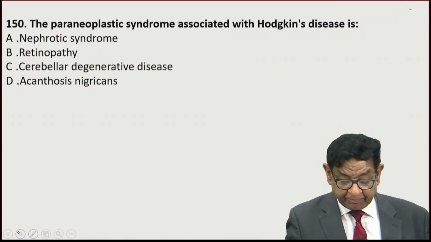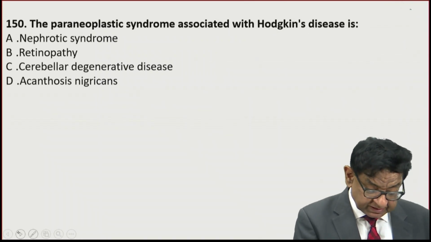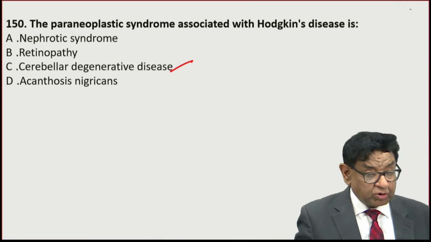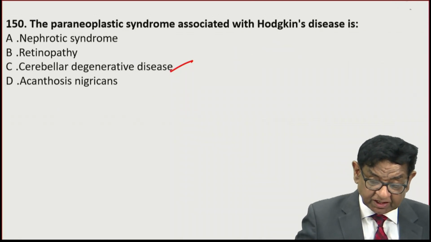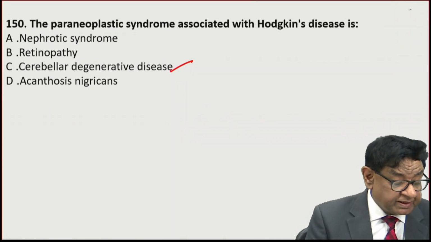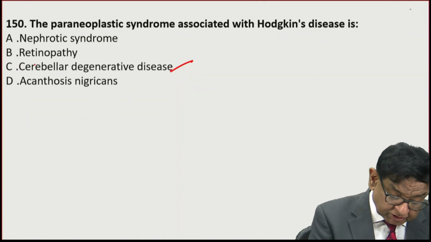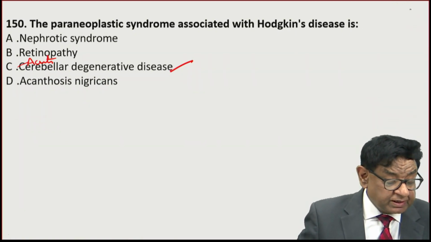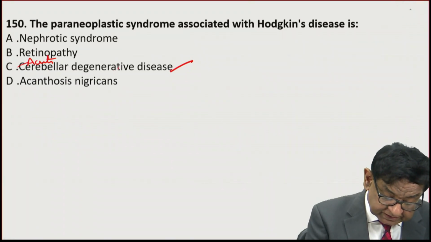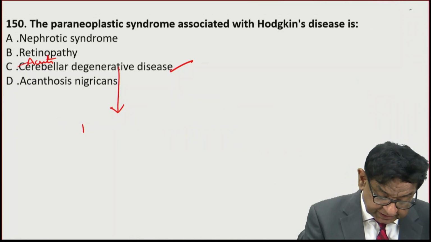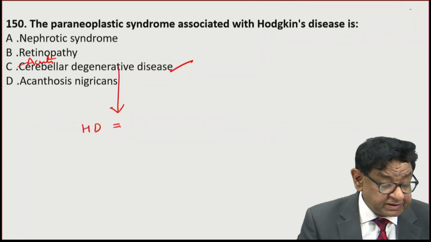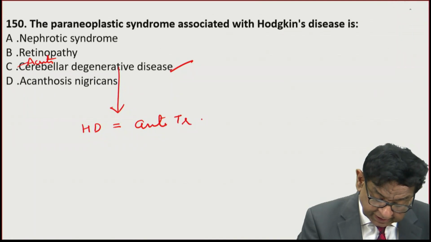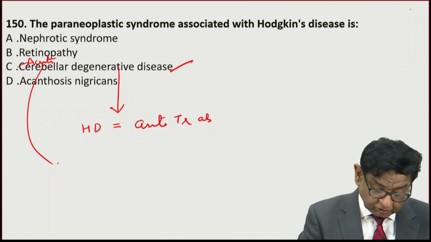Now the question number 150. Paraneoplastic syndrome seen with Hodgkin disease is cerebral degeneration, right? Well, let's talk more about the paraneoplastic syndrome that we see in Hodgkin disease. First of all, in Hodgkin disease, an acute cerebral degenerative disease can occur. This cerebral degeneration in Hodgkin disease is due to anti-Tr antibody.